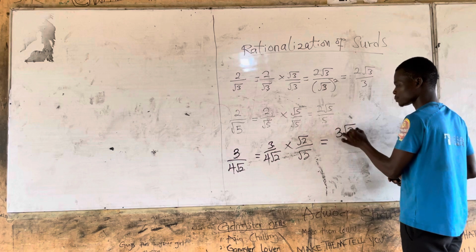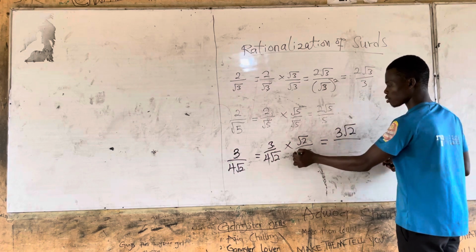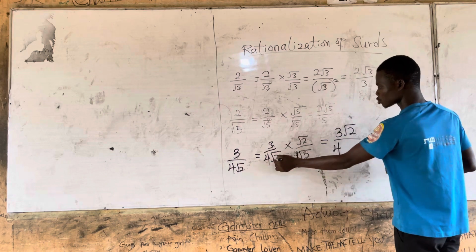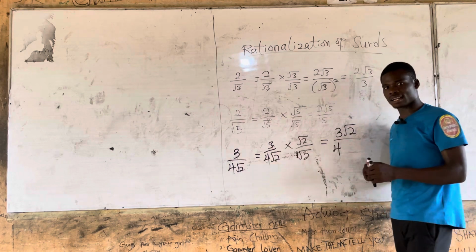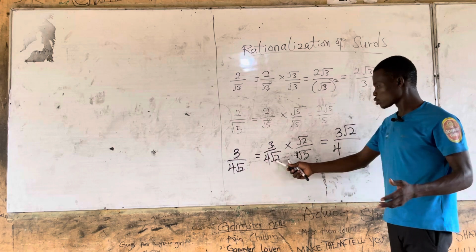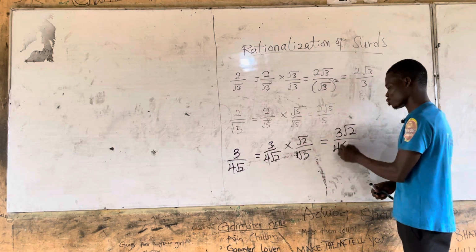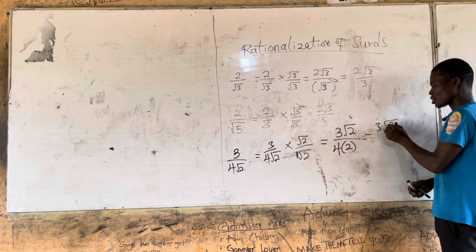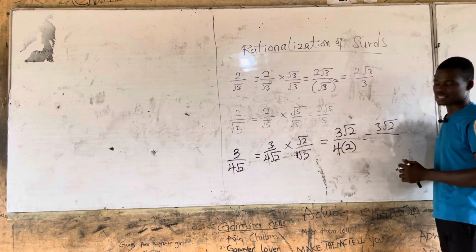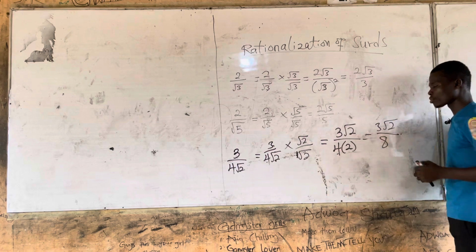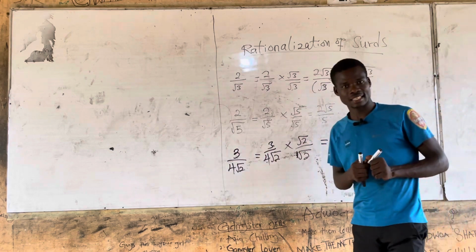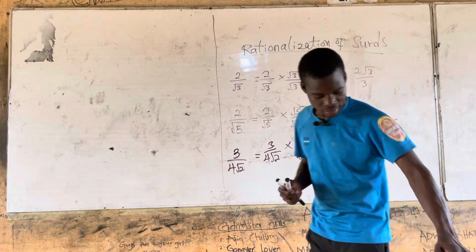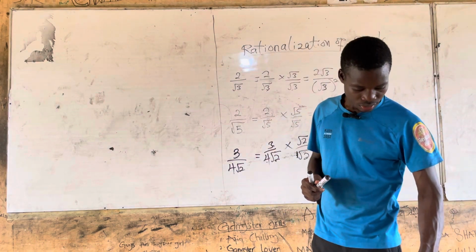3 root 2 over the coefficient here is 1. So 4, 1, 4, root 2 by root 2. Since the numbers under the radicals are the same, root 2 by root 2 is what? 2. And finally, we are going to get 3 root 2 over 4 times 2 is 8. And this will be our final answer. So now let's take more examples to simplify.